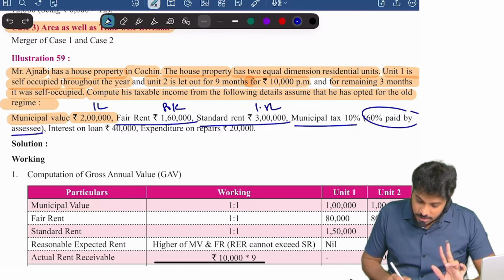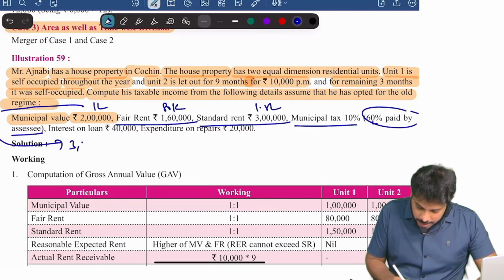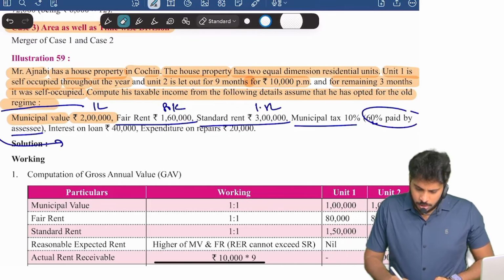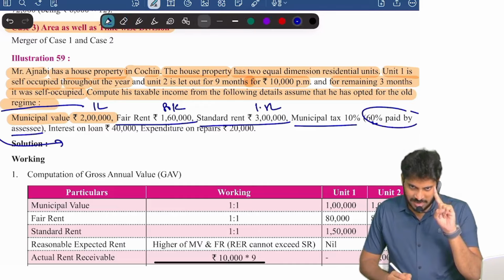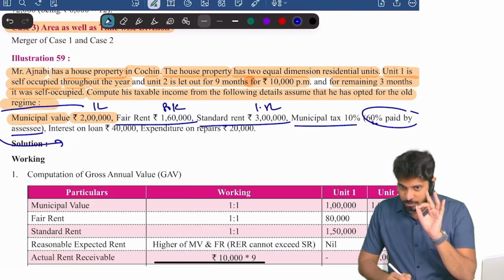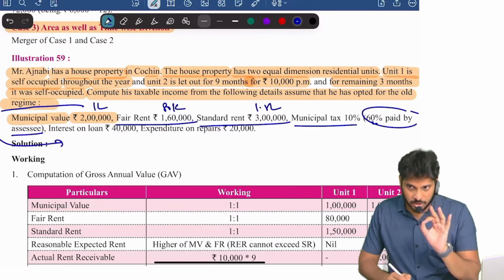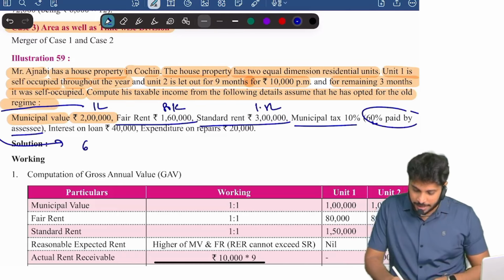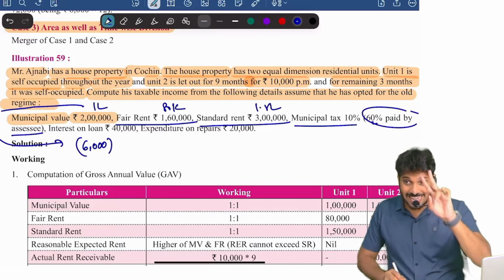10% means 6,000. 6,000 into 60% means related to this, how much I paid? 3,600. No. See, remember. For let out portion, municipal value 1 lakh. Only for let out portion. Total municipal value 2 lakhs, let out portion 1 lakh. 10% means 10,000. But 60% only paid, 6,000. Okay. 6,000 is municipal taxes paid for let out portion.